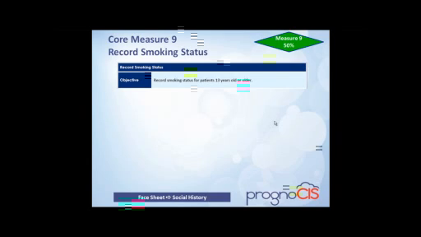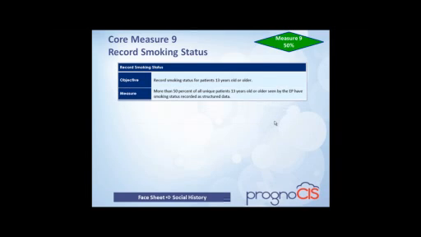Core Measure 9 records smoking status. The objective of Core Measure 9 is for providers to record the smoking status of their patients 13 years or older. The measure requires that more than 50% of all unique patients 13 years or older seen by the provider within the reporting period have their smoking status recorded as part of the EHR structured data. Within Prognosis, this would be under the social history templates.